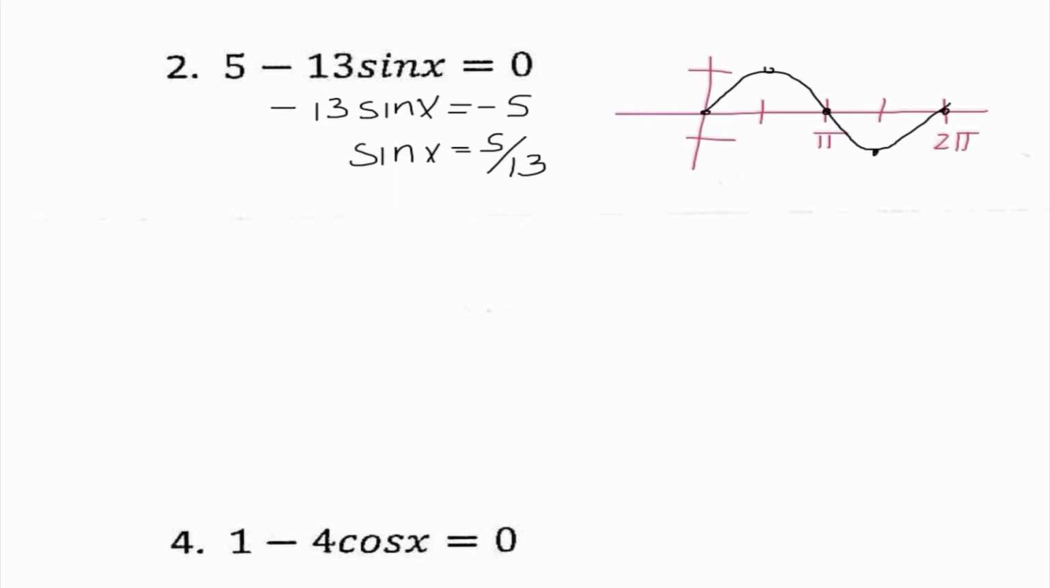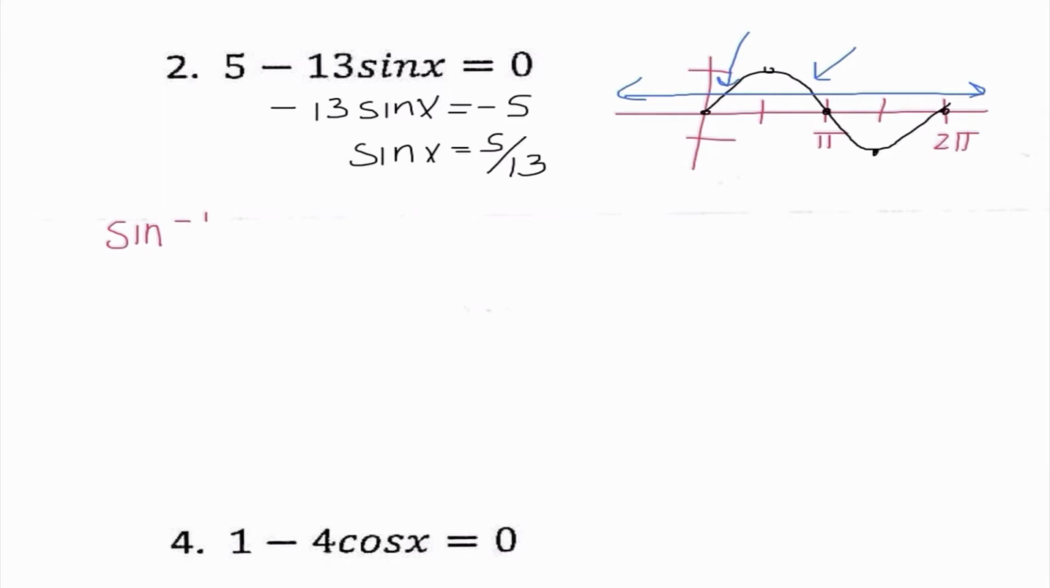So this is what that looks like right there. And sine of 5/13 would be somewhere over here. And once again, I notice that it looks like there are 2 points of intersection. And we know that this is going to repeat, so these 2 points are going to repeat every 2k pi. So let's go ahead and put this into my calculator to find our first answer.